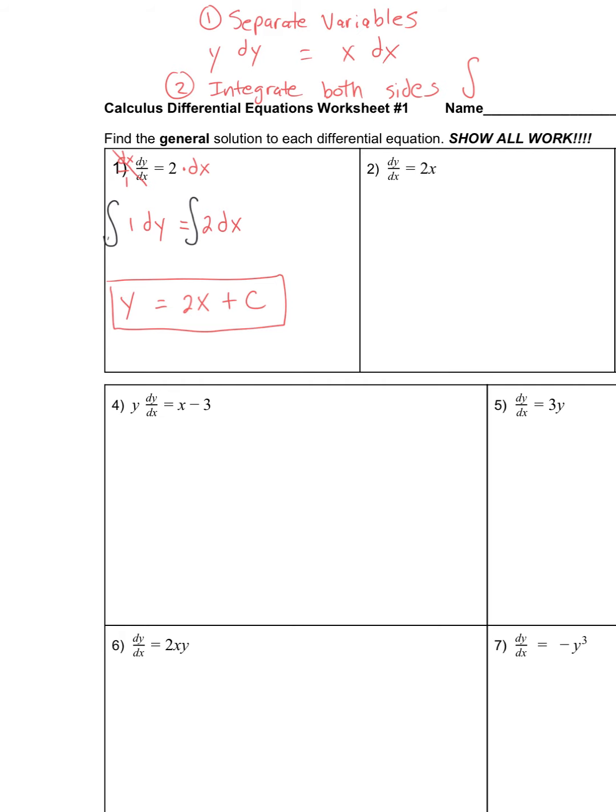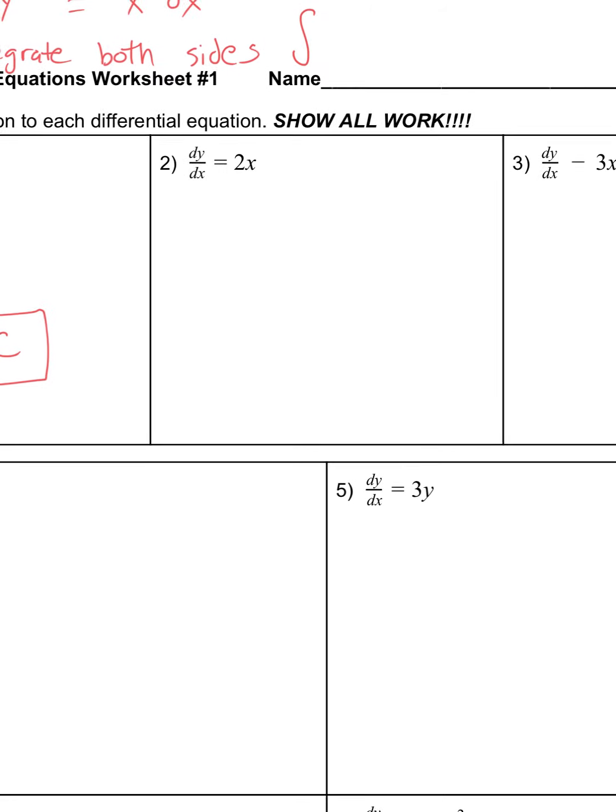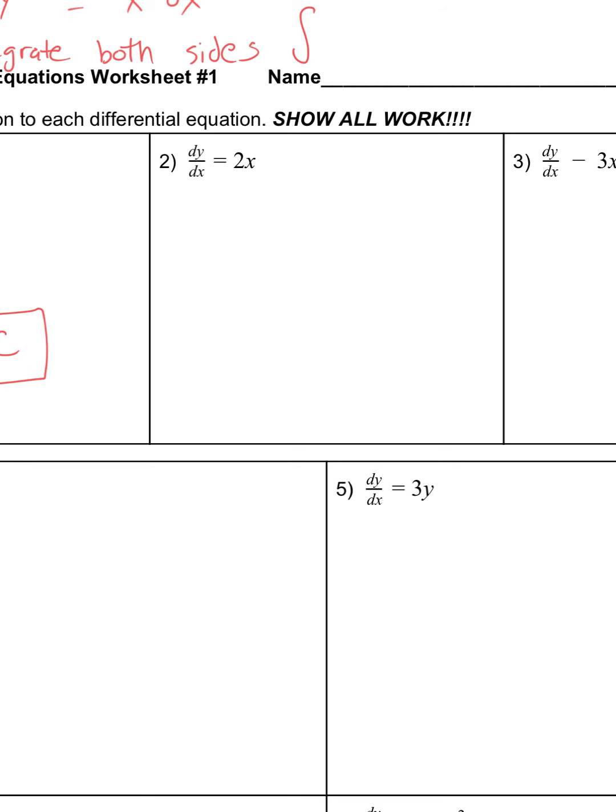All right, let's go to number 2. First step, separate the variables. This dx has to come over to the right. So that's the only thing we need to do. We're going to multiply this side by dx over 1 and multiply this side by dx. These cancel. I have 1 dy is equal to 2x dx. So there's my first step.